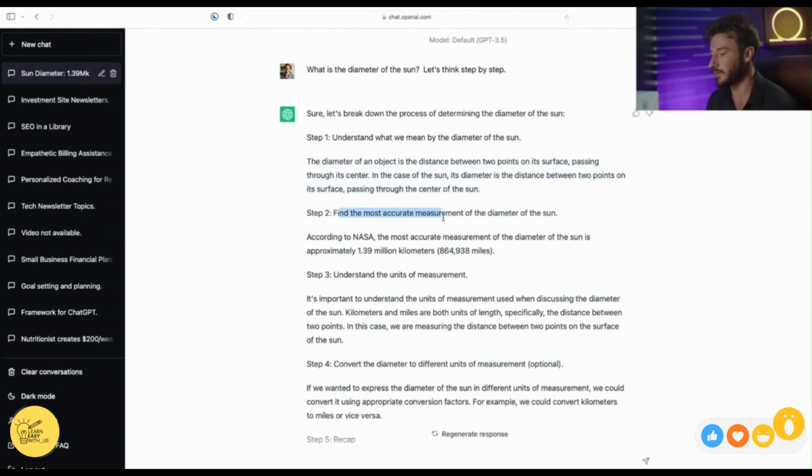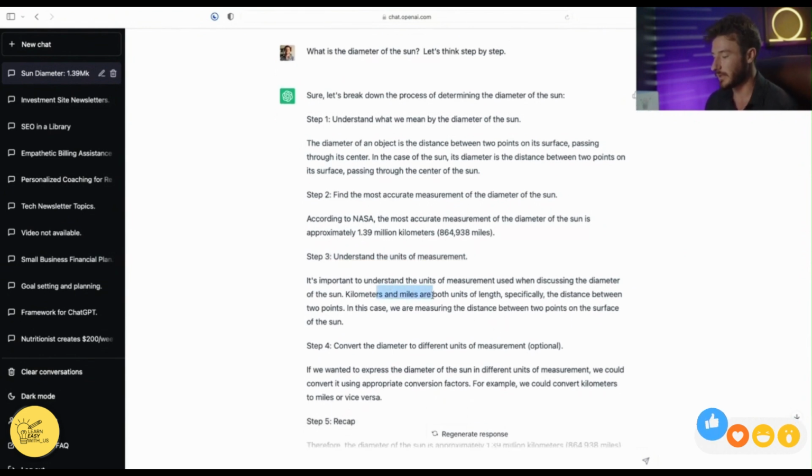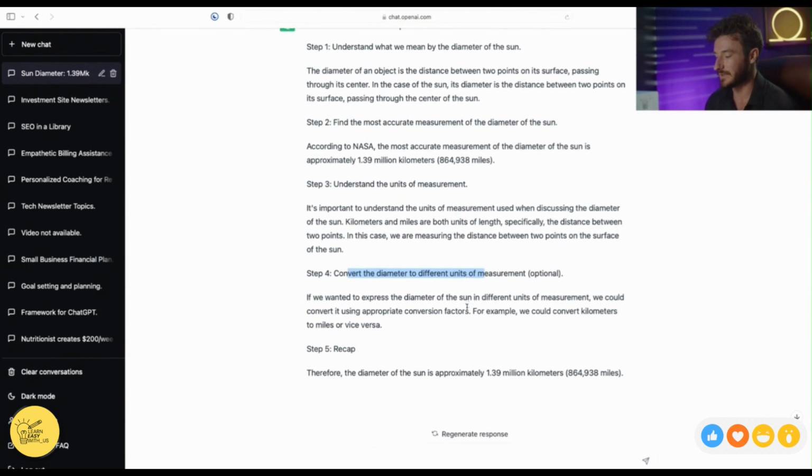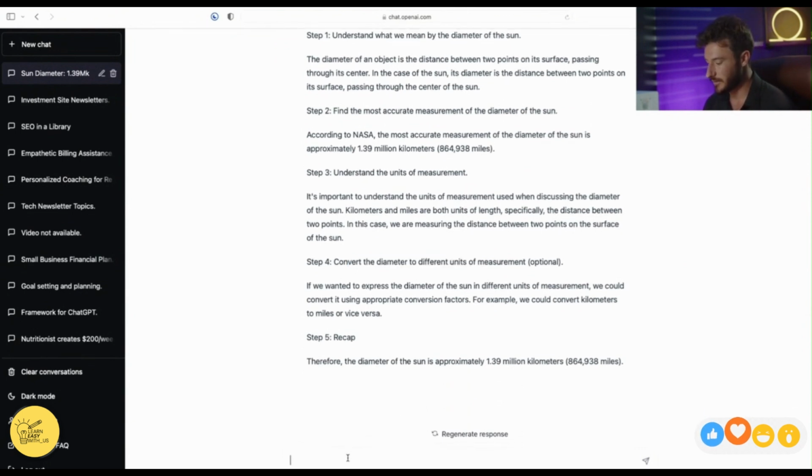Step two, find the most accurate measurement of the diameter of the sun. And it goes into how it came up with that, or how one would go through that process. According to NASA, the most accurate measurement of the diameter of the sun is approximately, boom, our number. And then we want to understand the units of measurement. It's important to understand the units of measurement used when discussing the diameter of the sun. Kilometers and miles both specify the length. And then we go into step four, convert the diameter to other units of measurement as an optional step. So now let's look at our second example and see what else we find out.